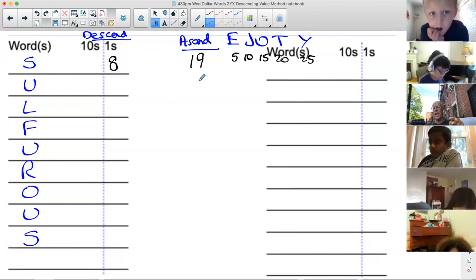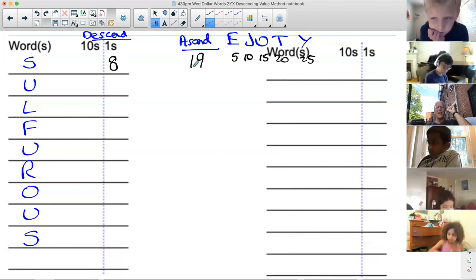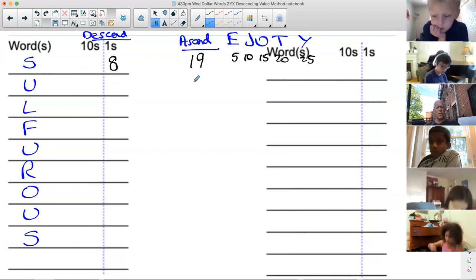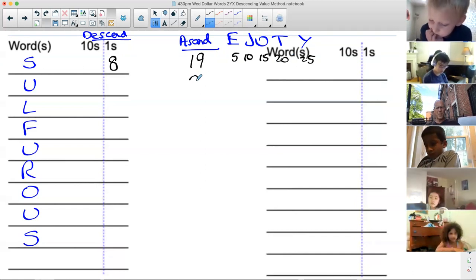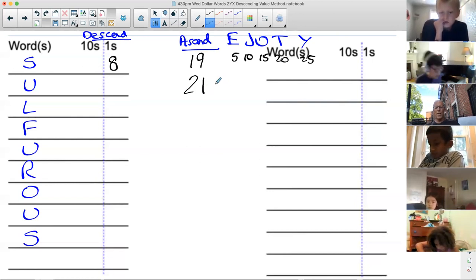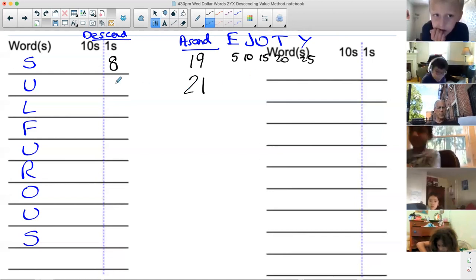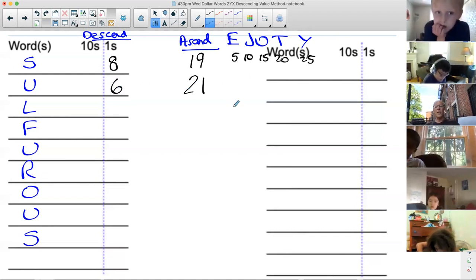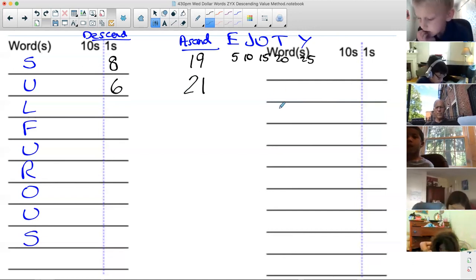Now wait for the descending. But when I say on three, you can give me the ascending. Ready? Ascending for you on three. 1, 2, 3. Say it out loud, guys. 21. One after T, it's 21. And on three, give me the descending. Go. 1, 2, 3. 6. Beautiful. Now, give me the L under ascending. 1, 2, 3. Go. 15.